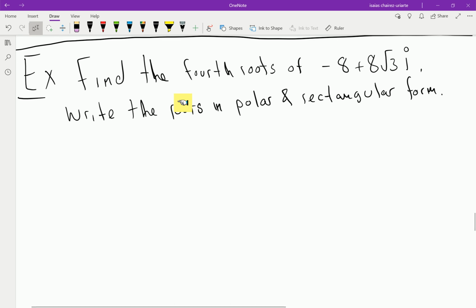So right now I want to find the fourth roots of -8 plus 8√3 i, and I want to write the roots in polar and rectangular form. Give yourself the challenge, pause the video, and see if you can find them. You should end up with 4 distinct fourth roots.